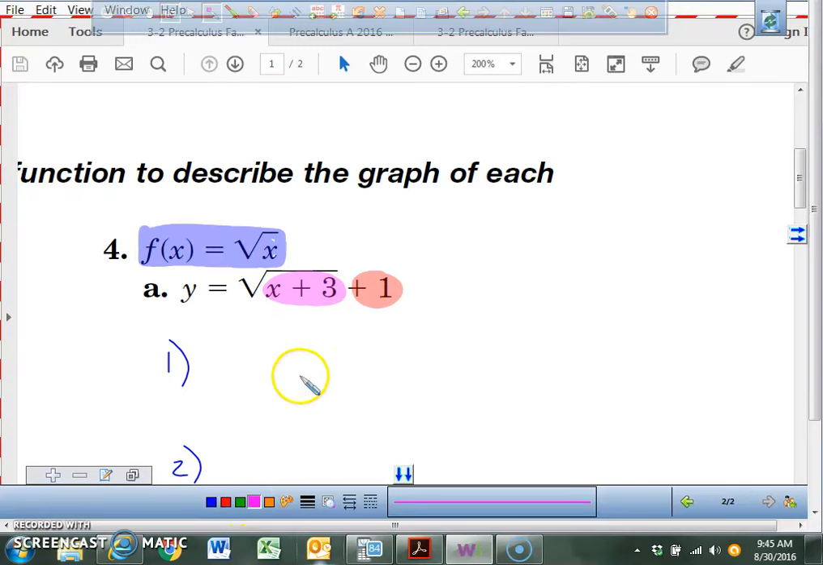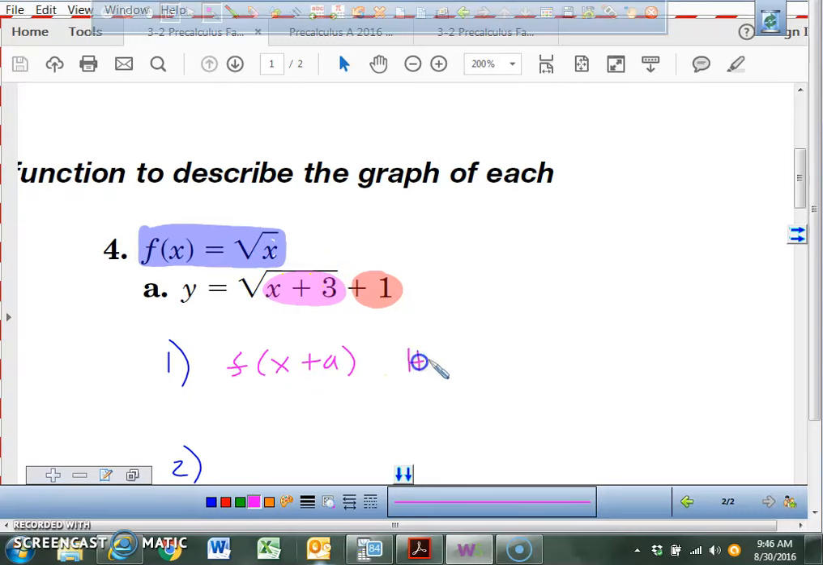Horizontal translation with 3 units left. I believe what he said was a horizontal translation, 3 units left. All right? So, what I'd like you guys to do on your paper is put f of x plus a. That's the situation that's going on right here.